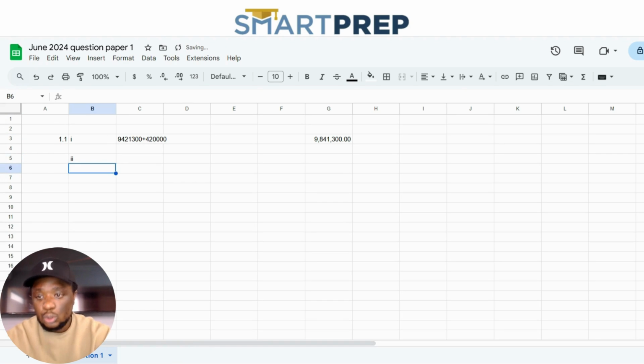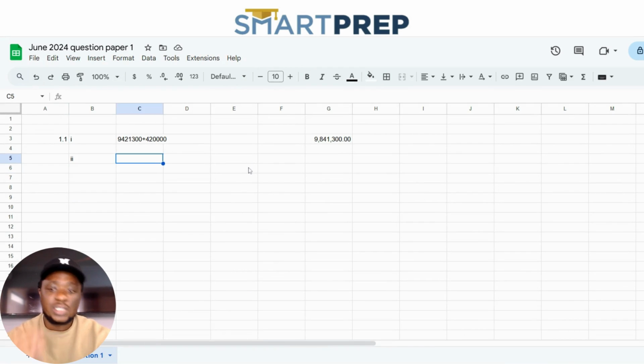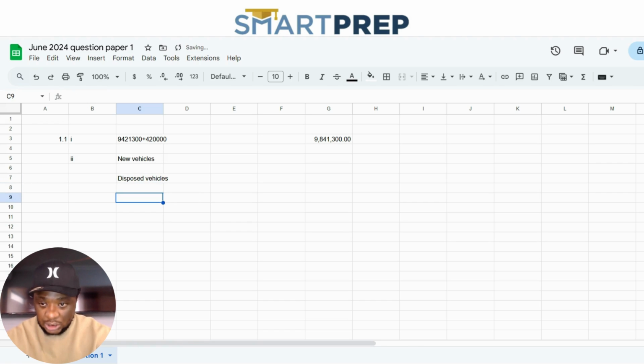So number two, what do we need to work out? Well, number two, we need to basically work out the depreciation on vehicles. Now, remember that whenever you're working out depreciation, you basically have three classes that you work with. So the three classes that we always work with is that we calculate depreciation on new vehicles, depreciation on disposed vehicles, and then lastly, we calculate depreciation on our old vehicles.